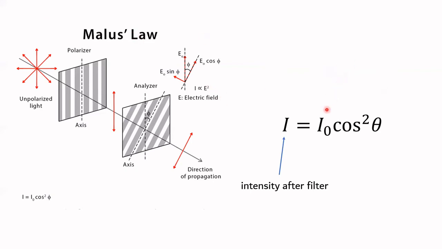I naught is the intensity before the filter. I is the intensity after the filter. You're assuming that the light entering the filter is already polarized like this, not like this. Theta is the angle between the polarization direction of the incident light and the axis of the filter. That's it.